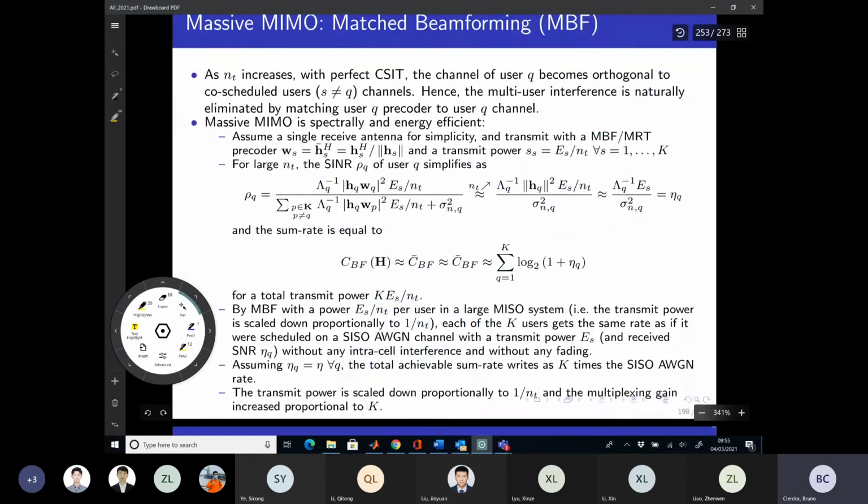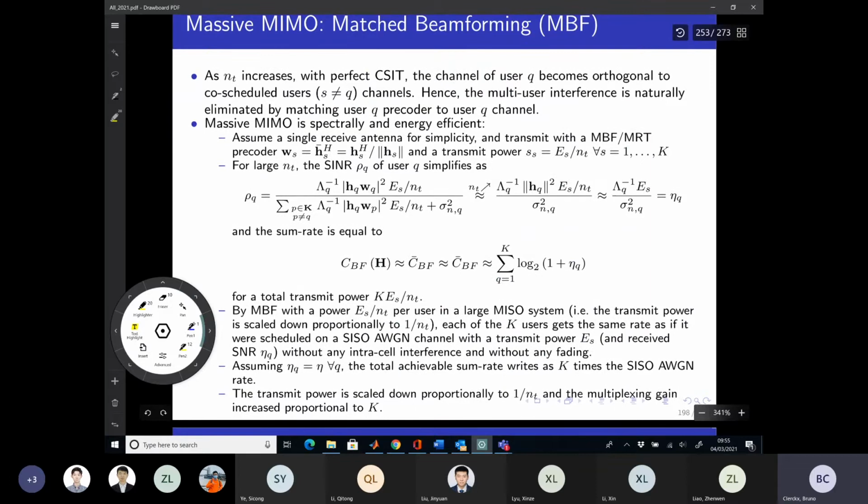Right, so let me show you a little bit what this means. Let's imagine that I'm doing maximum ratio transmission, or maximum ratio beamforming, so MRT. For user S, I'm transmitting along the channel of user S, so I'm just using the Hermitian of the channel of user S. I have a certain total power ES available, and I divide it by the number of antennas, so each stream gets a very small power level. What I want to show you here is the benefit in terms of energy efficiency that you can see from here.